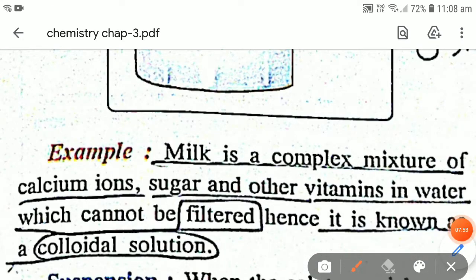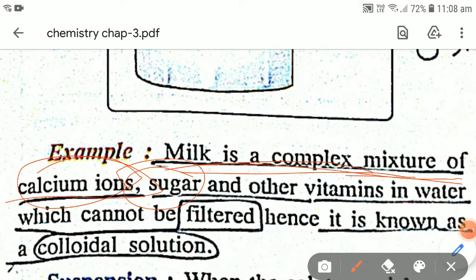So here in your book we have another example. See, milk is a complex mixture of calcium ions, sugar and other vitamins. So here the milk particle is the solute, and the milk molecules are bigger than those of its solvent molecules, that is the calcium ions, sugars. So we can't filter milk from sugar. That means we can't filter calcium ions, sugar and other vitamins from milk. I think now the concept is clear.